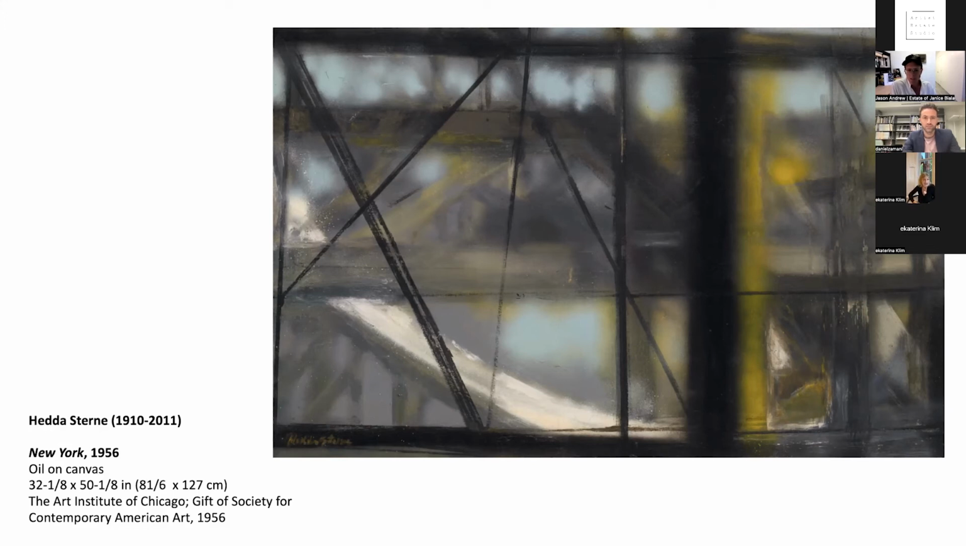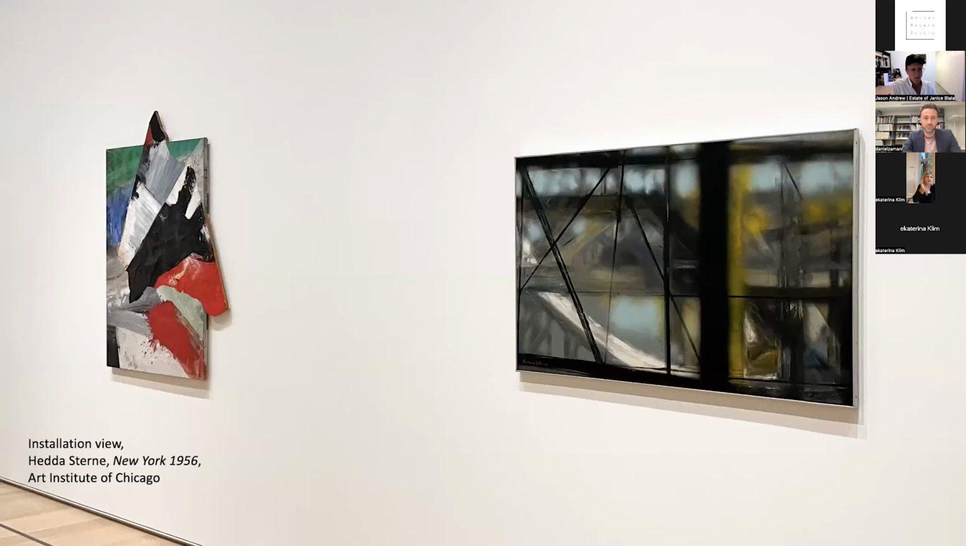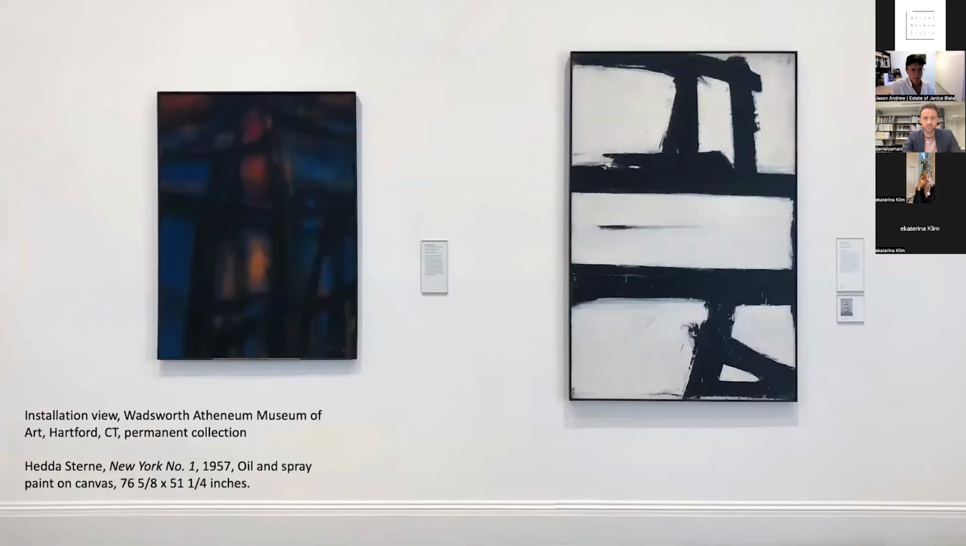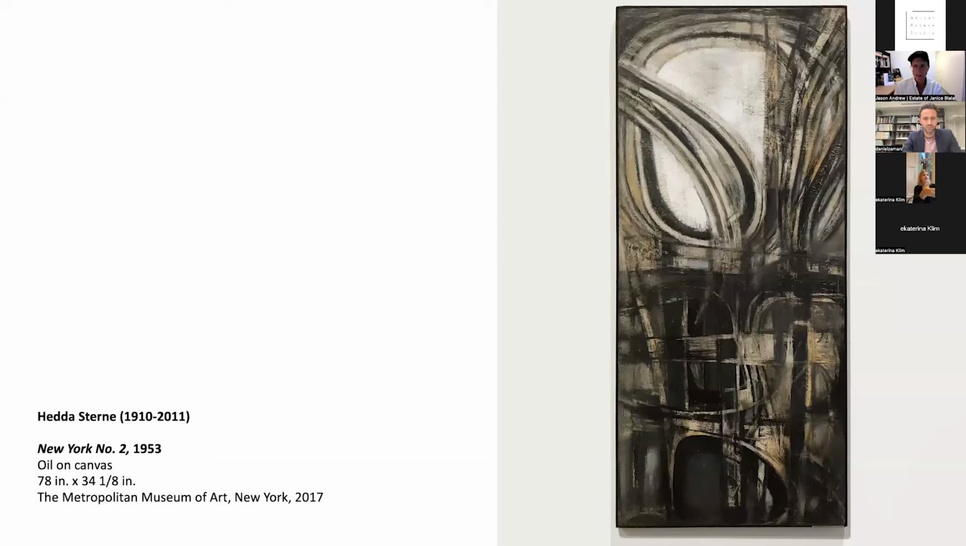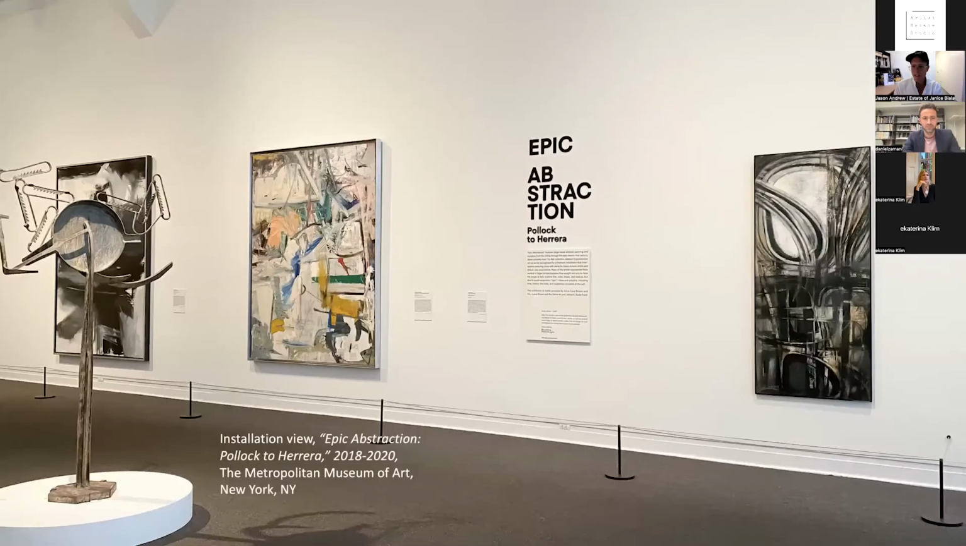in this abstract form. And then if we go further, I wanted just to show a few more examples. Here it is next to Ed Clark, now in the Art Institute of Chicago. Then there are more works. And it's beautiful to see museums now putting Hedda next to her male counterparts in their current presentations of permanent collections. So you see the Wadsworth Atheneum Museum showing New York Number One. Then the other one would be the Metropolitan Museum, the 53 work, which was part of the epic abstraction.